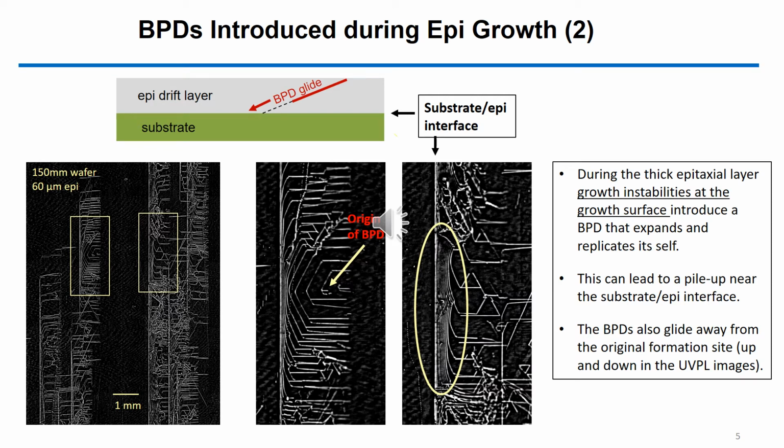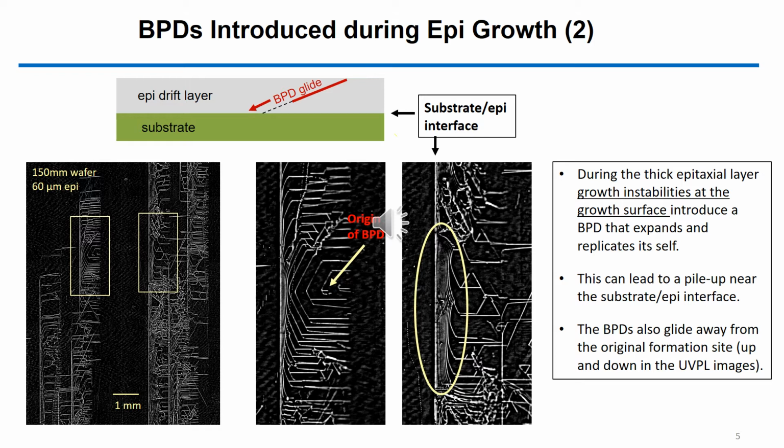BPDs can also start at the epitaxial growth surface, presumably due to instabilities at the growth surface, which may be driven by the faster growth rate involved. In this image, you see both cross-sectional views of the schematic of what's happening, as well as UV-PL images below, which show the plane view. In the center of the 3 UV-PL images, you see an arrow pointing to the origin of one of these BPDs.